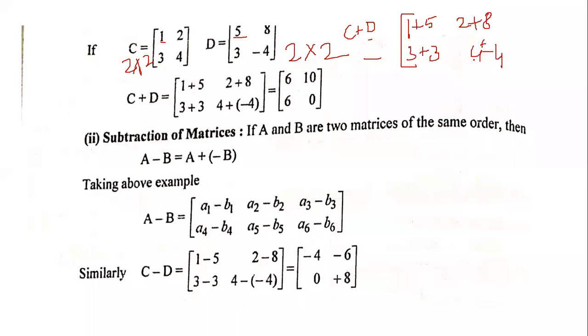So plus 4 minus 4 is nullified, so you'll have 0. So the new matrix C plus D is nothing but 1 plus 5 is 6, 2 plus 8 is 10, 3 plus 3 is 6 again, and 4 minus 4 is 0. So this is going to be the addition of a matrix. Clear? Understood?